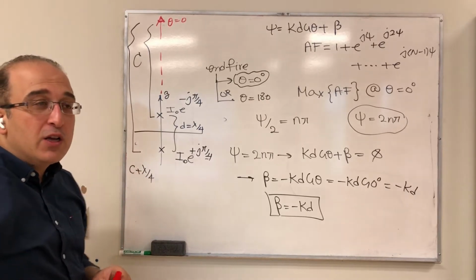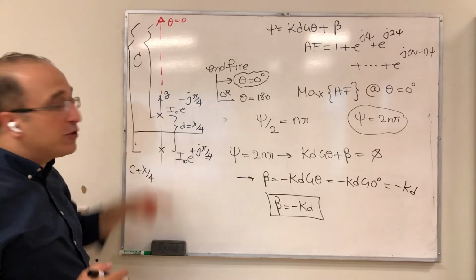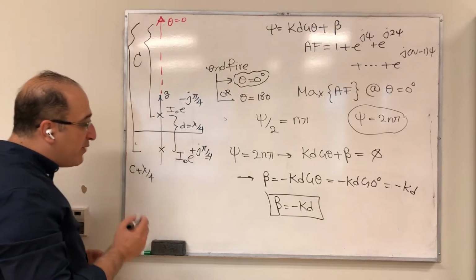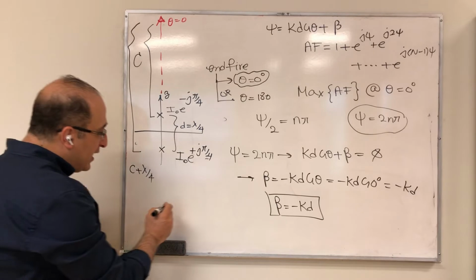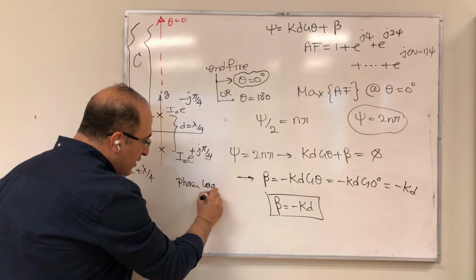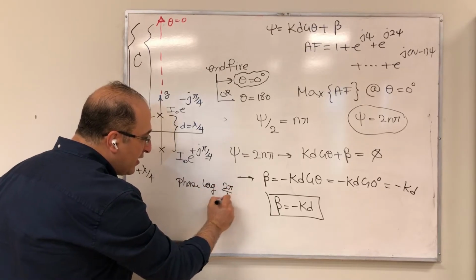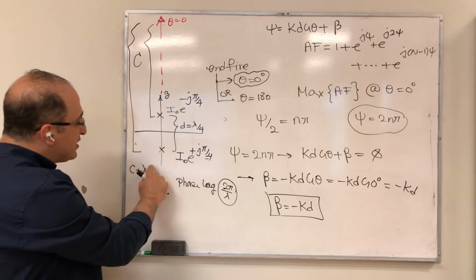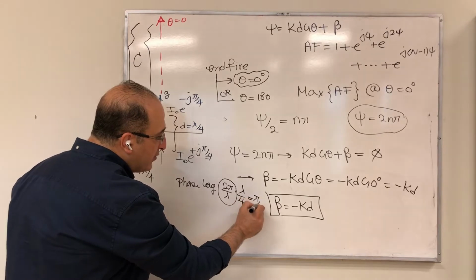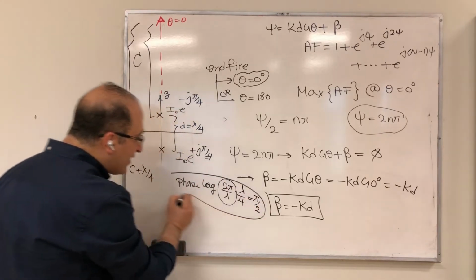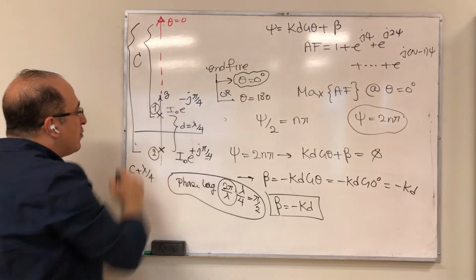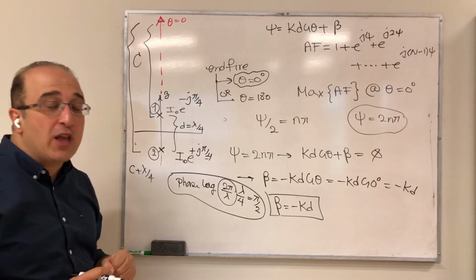So if it travels more, how much more does it travel? By lambda by 4. So it's going to have a phase lag compared to this one because it needs to travel more. So how do you calculate phase lag? You would say, okay, the phase lag that this is going to have is the wave number k times the extra distance, which is lambda by 4. And that's going to be pi divided by 2. So this is the phase lag that antenna number 2 is going to have with respect to antenna number 1.